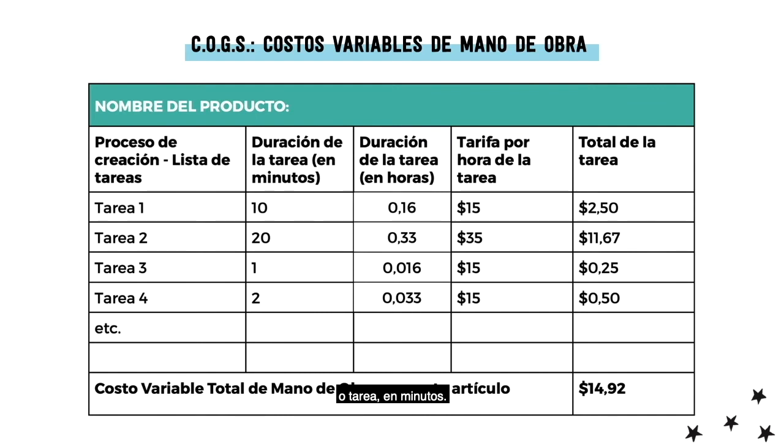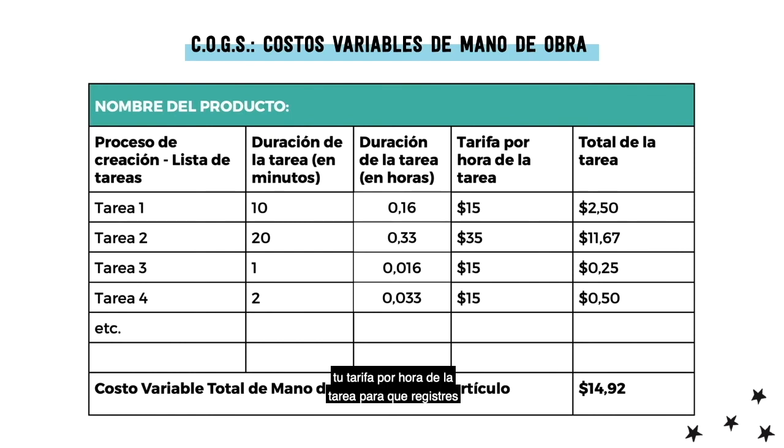Then in the second column, task length in minutes, we want to record how long each step or task takes in minutes. And the third column, task length in hours, is simply a conversion of that task length in minutes into hours. So you want to look at the task length in minutes and divide it by 60 to know how long it takes you for each task expressed in hours.